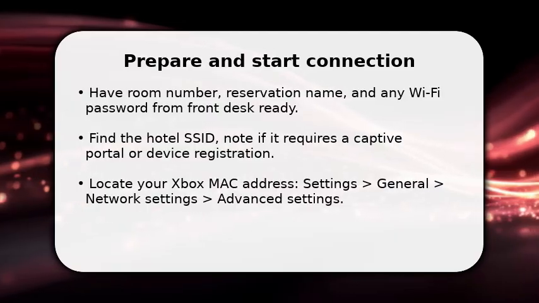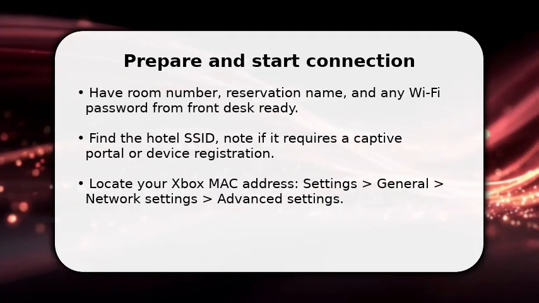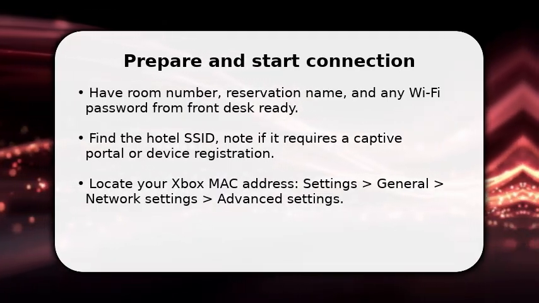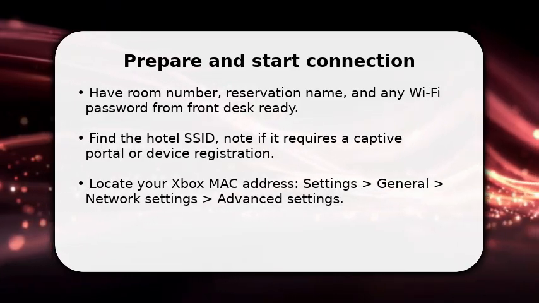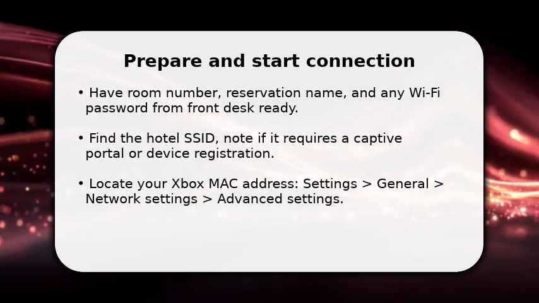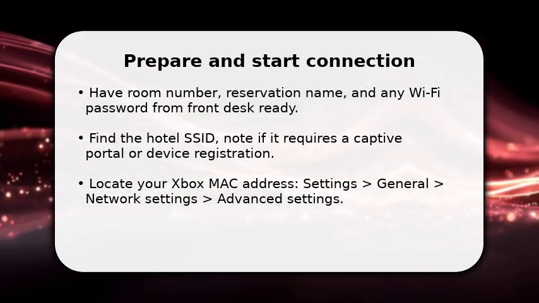You start by getting the essentials: your room name, reservation info, and the hotel SSID. Once you see the SSID, attempt to connect on the Xbox and watch for a captive portal. If a sign-in page appears, you can use the Xbox browser. If not, you'll need the Xbox MAC address.